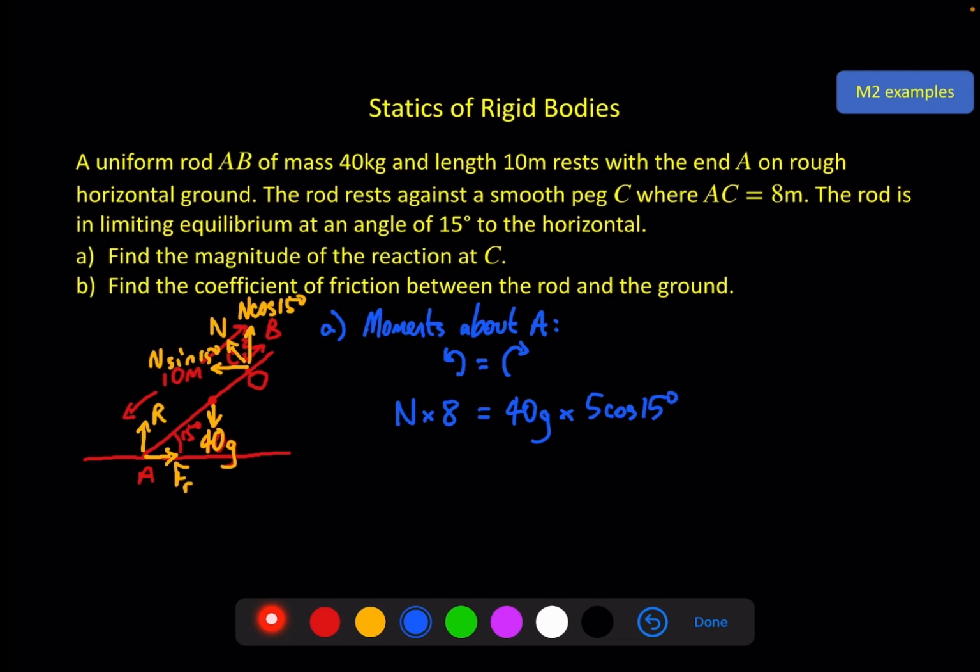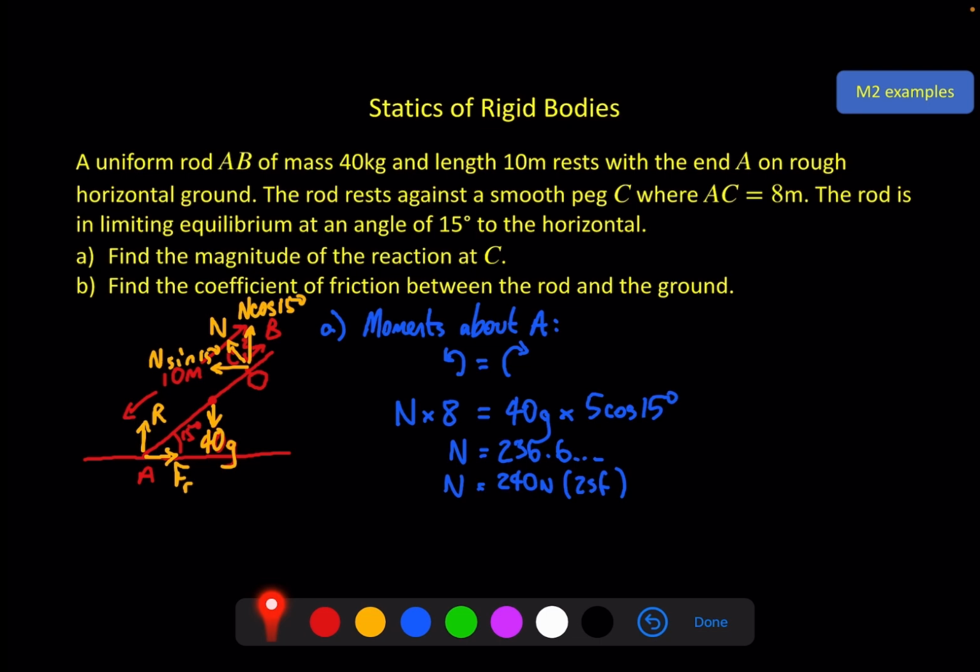Now I can use g is equal to 9.8, divide everything by 8 to give us the magnitude of the reaction at C. That is 236.6..., which I will round to 2 significant figures. Although if I need to use that in a calculation again, I will of course use the accurate answer to keep the accuracy.